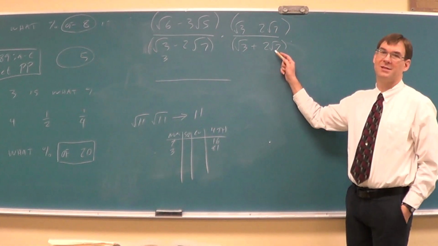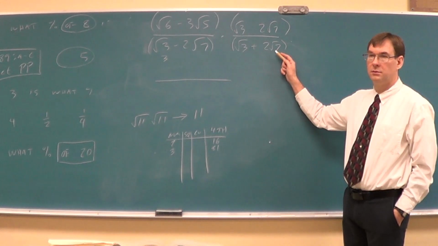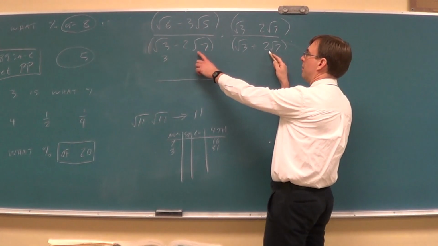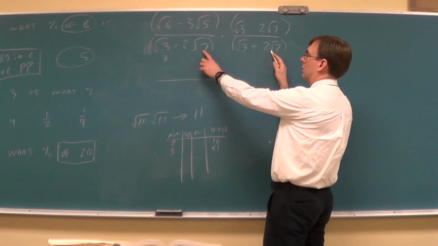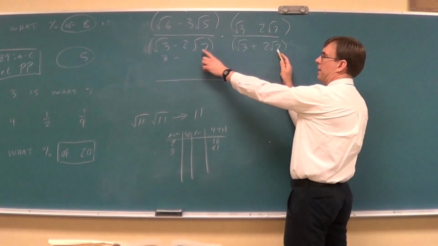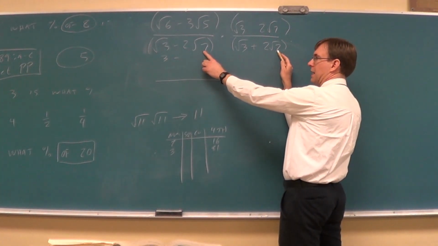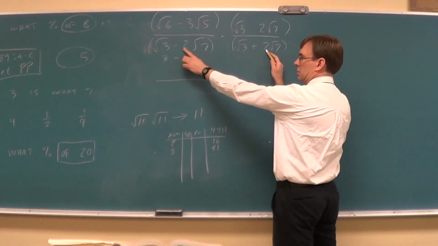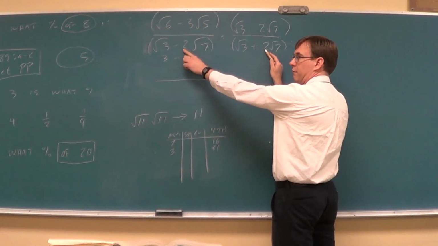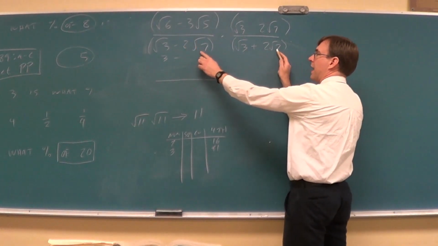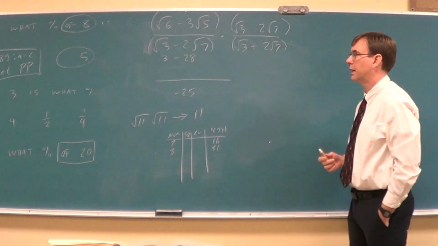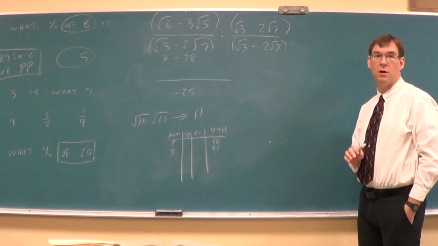How about the 2 root 7s? Warm? Negative 14. Warmer. When we multiply these, the root 7s will make 7. But there's 2 2s. 28, because the two twos make 4. So this makes a 4, that makes a 7, that's a 28. The bottom would be negative 25 for a second. Anybody not good at the bottom?